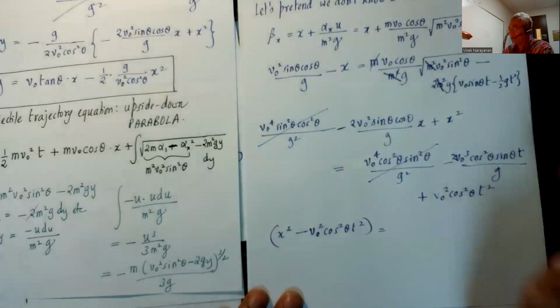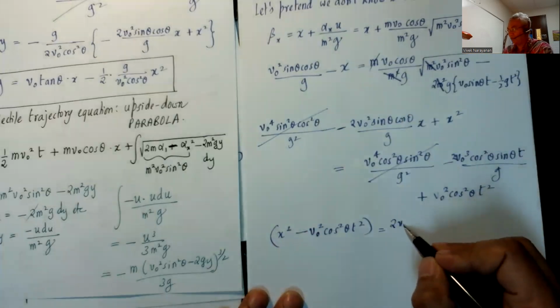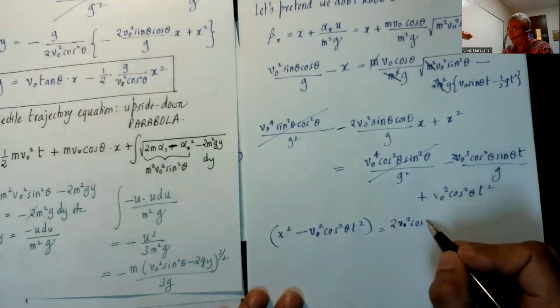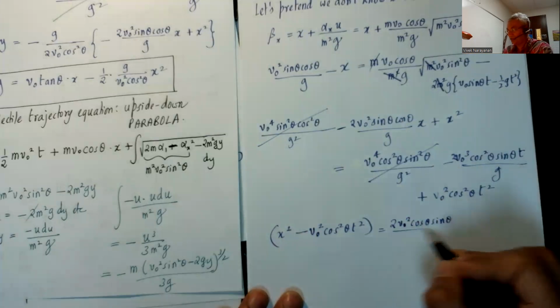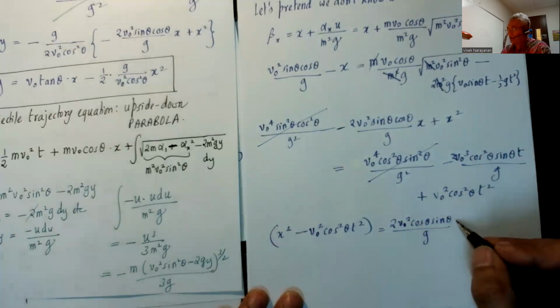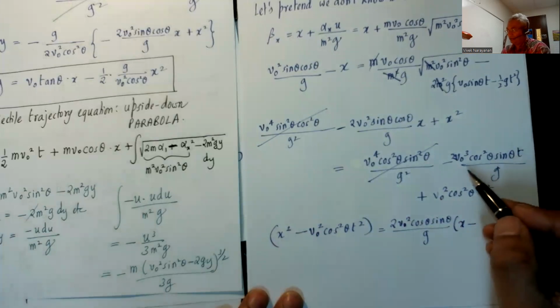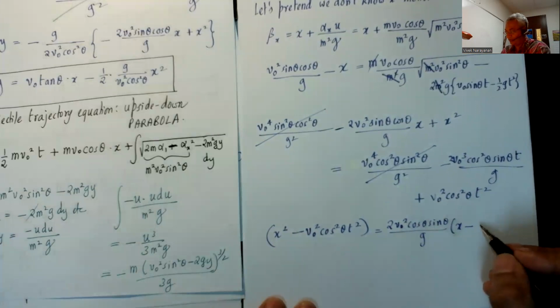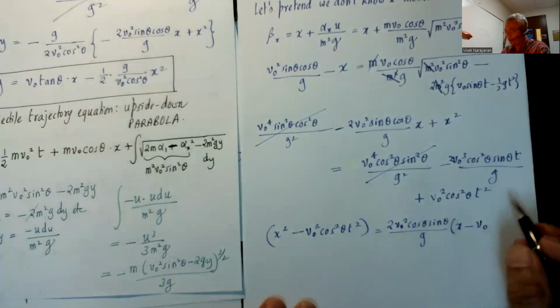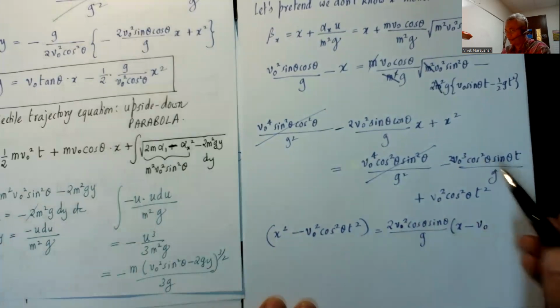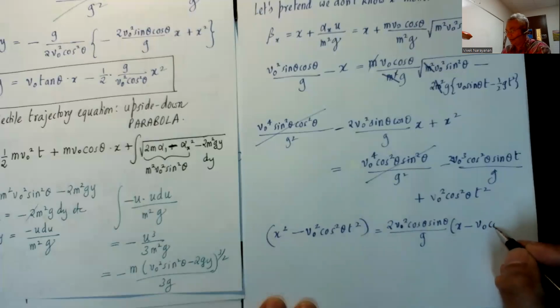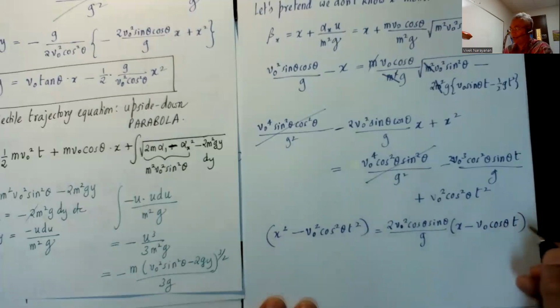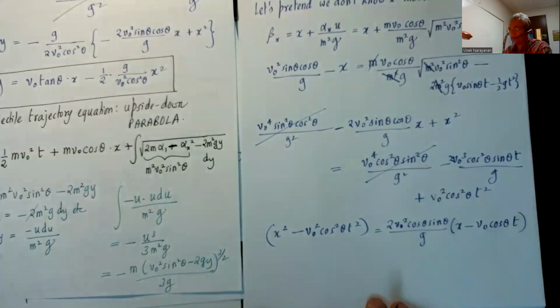I'll take this to the other side, then it becomes plus 2v naught squared cosine theta sine theta over g times x minus, here I have 2v naught cubed. So I've taken 2v naught squared outside, so I just get v naught times cosine theta times t. All right, this is looking very interesting indeed.